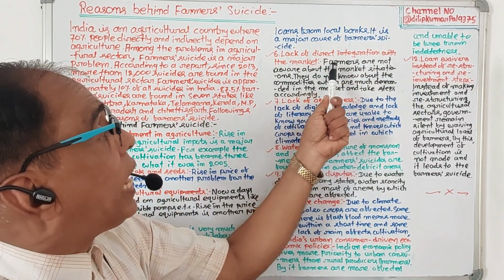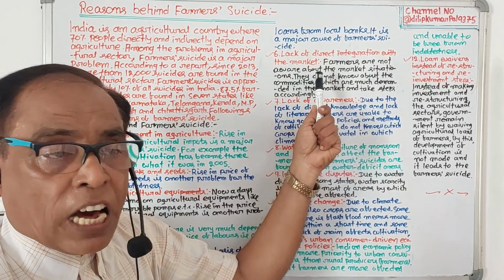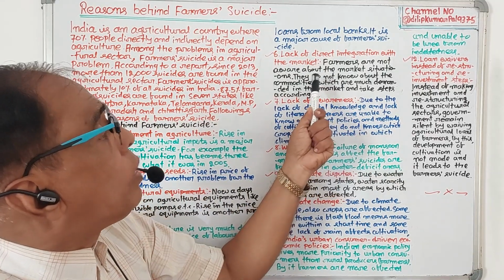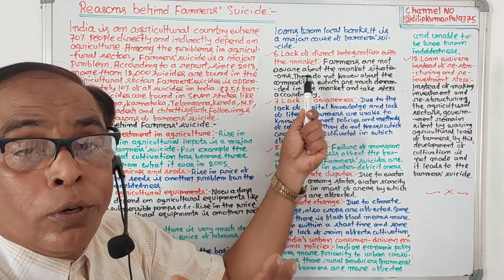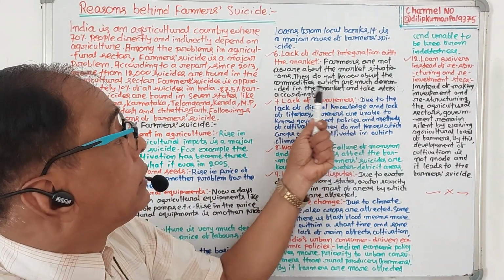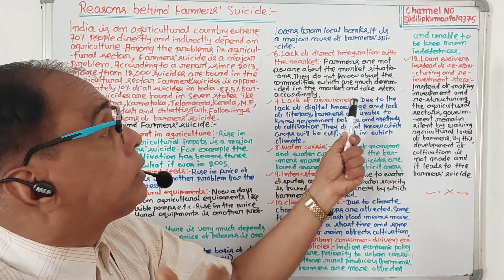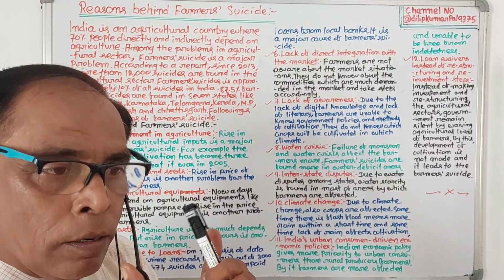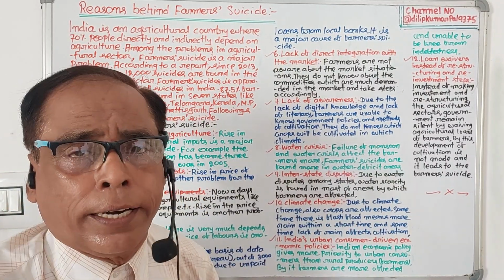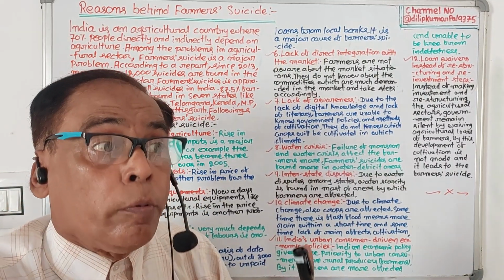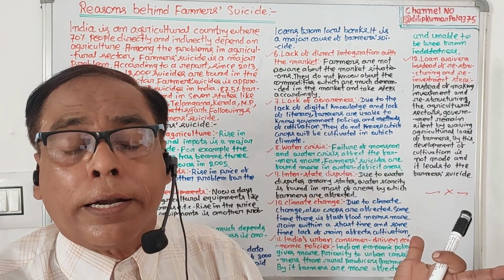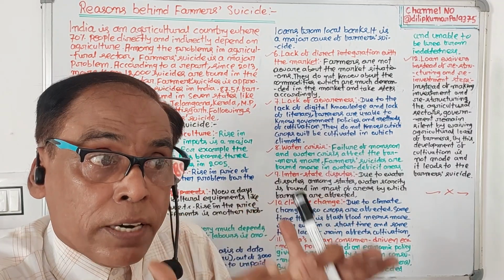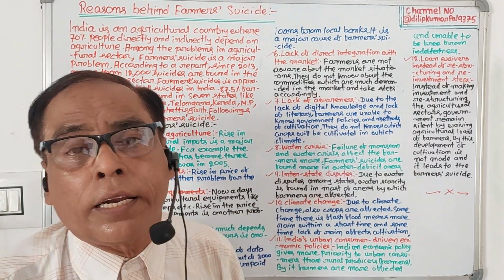Then six, lack of direct integration with the market. Farmers have no direct link with the market. They are not aware of the market situation. They do not know about the commodities which are much in demand in the market and cannot take steps accordingly. So farmers are always in loss. It is a cause for their suicide.